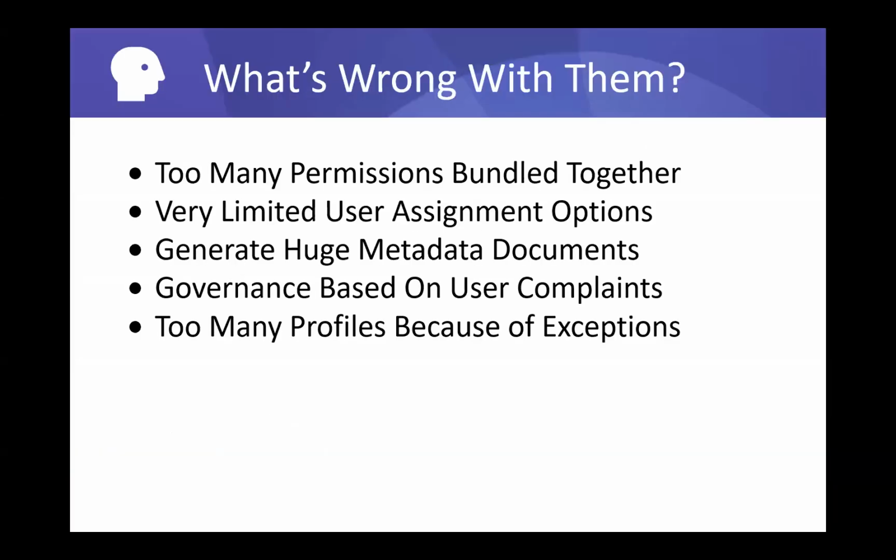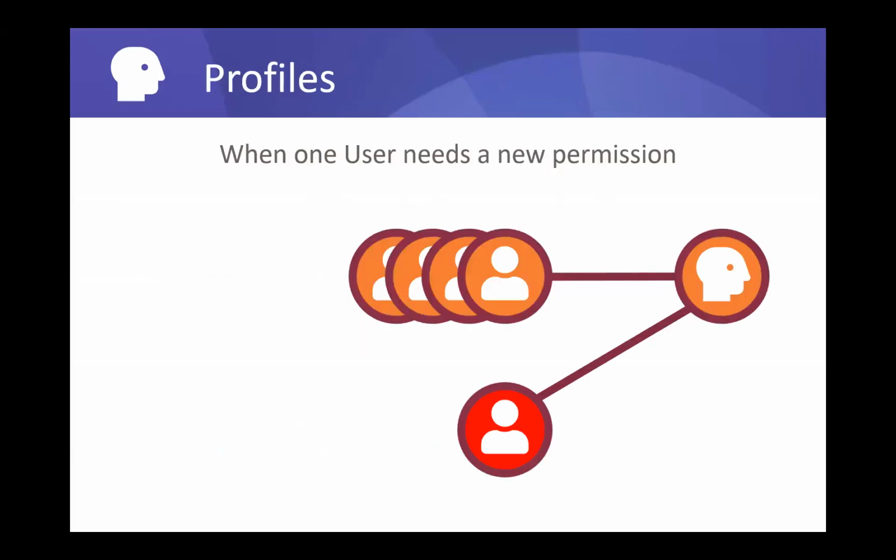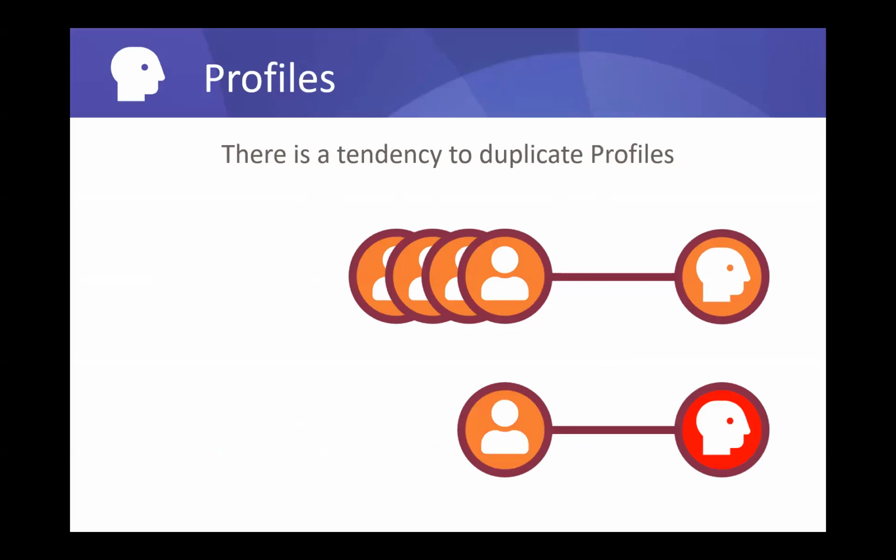profiles. So that's maybe an extreme example, but it happens. And a lot of people have way too many because of that, that sort of handling exceptions that way. All right, so the way it works with a profile is if the user needs a new permission, oftentimes people will duplicate that profile, and then they've got that one-to-one relationship between a user and a profile.